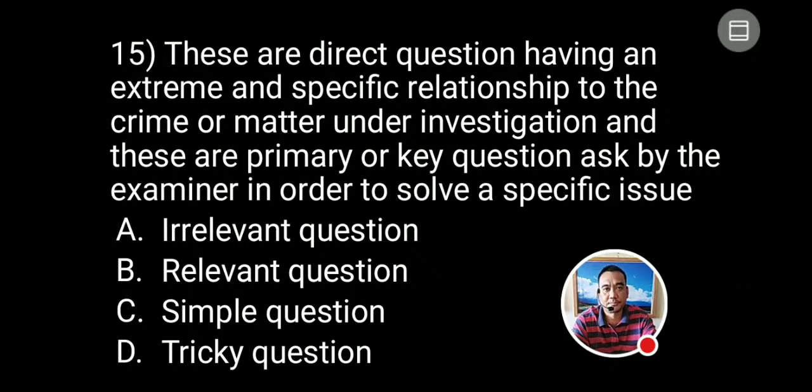Number 15. These are the direct questions having an extreme and specific relationship to the crime or matter under investigation. And these are primary or key questions asked by the examiner in order to solve a specific issue. Letter A, irrelevant question. Letter B, relevant question. Letter C, simple question. Or letter D, tricky question.